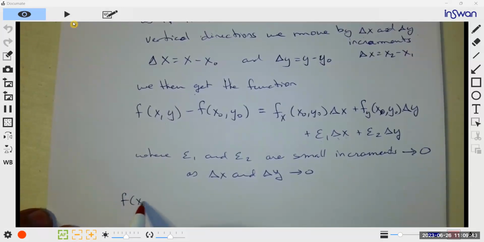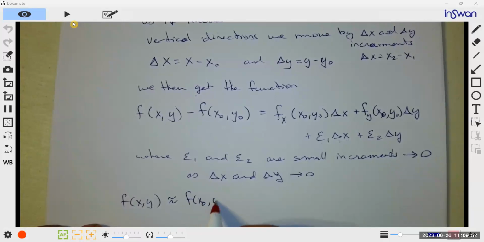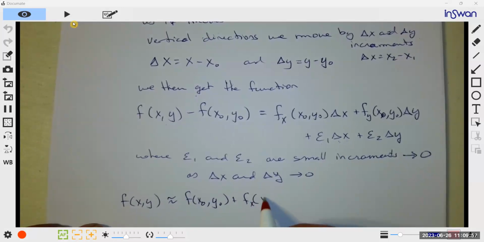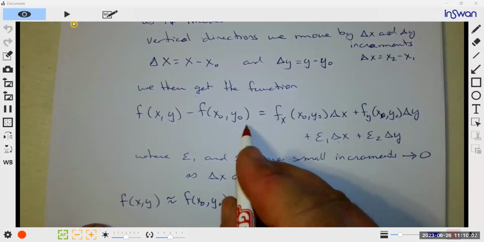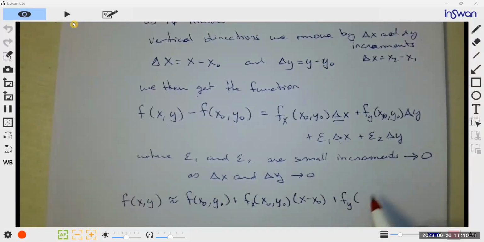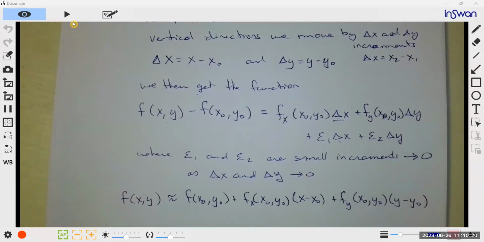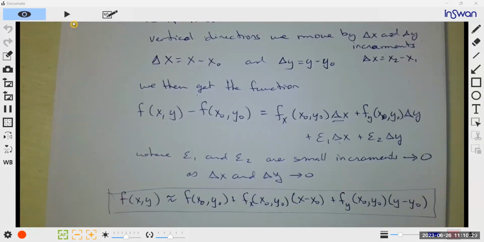So this gives us this approximation. It's an approximation. So we have our original function plus the partial with respect to x at the original point times delta x, which is x minus x0, plus the partial with respect to y at our initial point times y minus y0. That's the linearization of our function in two variables. We start off with our initial point, and then these are the directions and the amount that we move. Eventually, as x sub 0 and x become the same value, those go to 0, and we get to our final location.